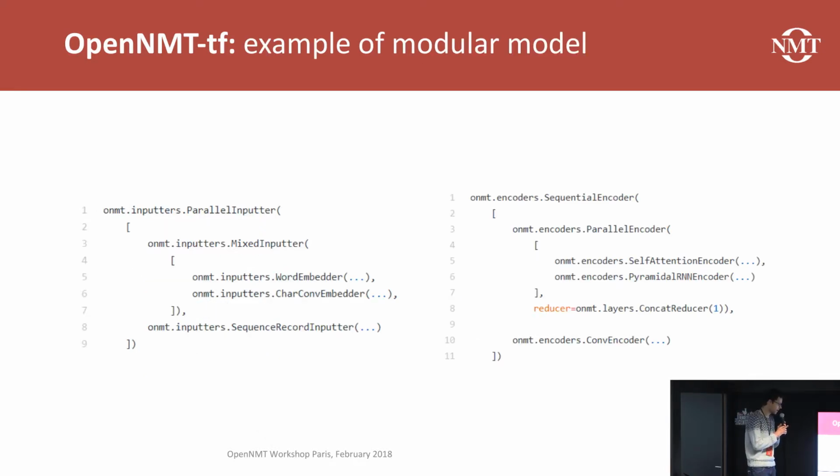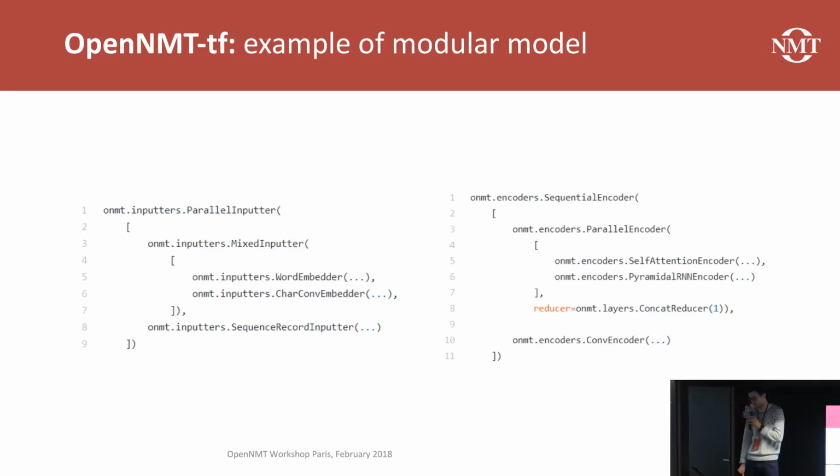So I think that's interesting, and you can use that to build very crazy models. For example, here is an example. It's not a real example, but it shows that you can model very complicated architectures. Here I define a parallel input that takes two files. On the first file, you compute a mixed embedding composed of word embeddings and character-level embeddings. So that's the first input, and you concatenate these two embeddings. And on the second file, you just read a record of values. So at this point, you have two inputs to your network.